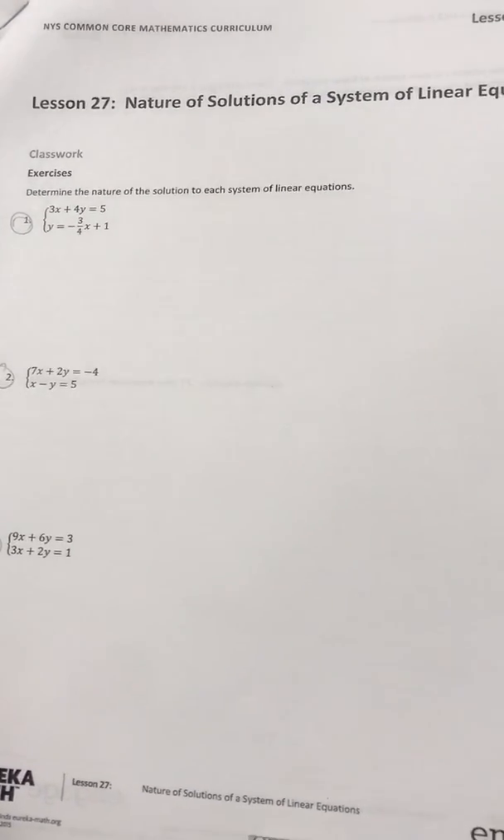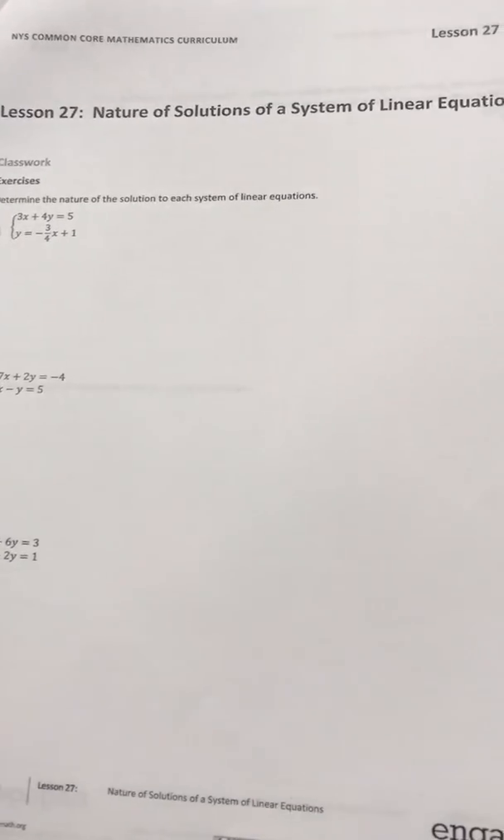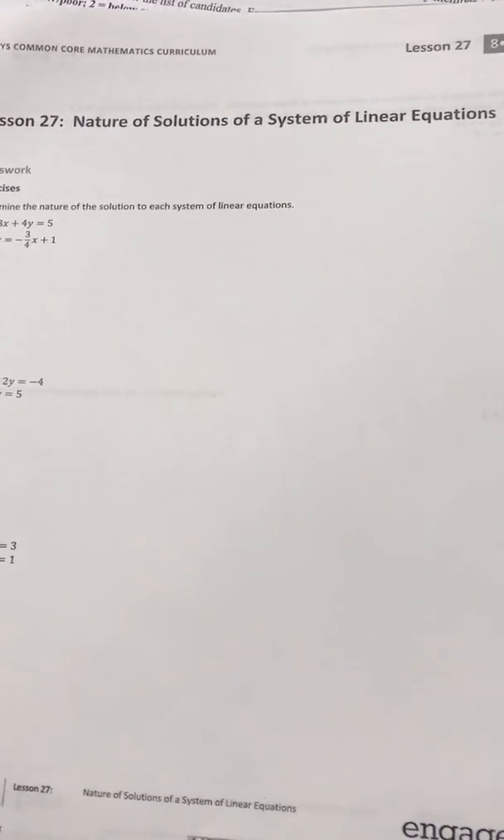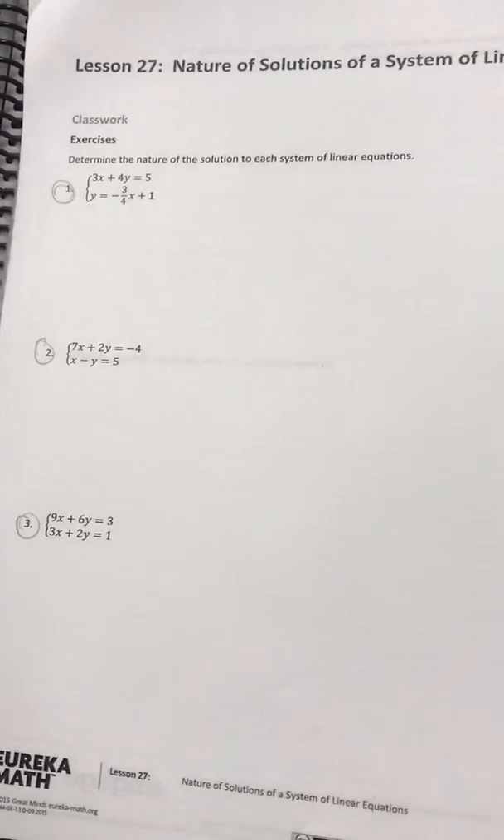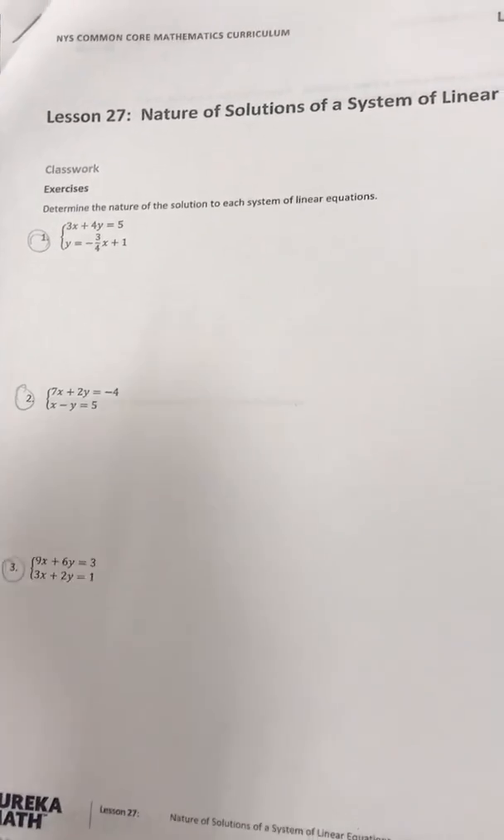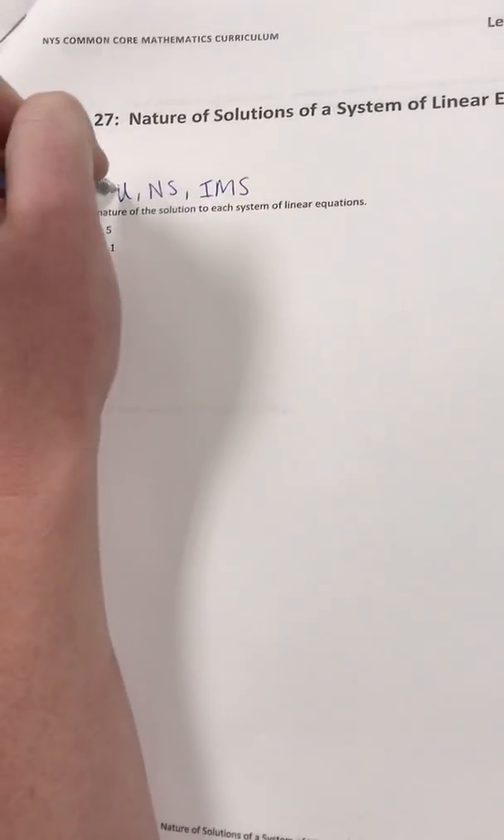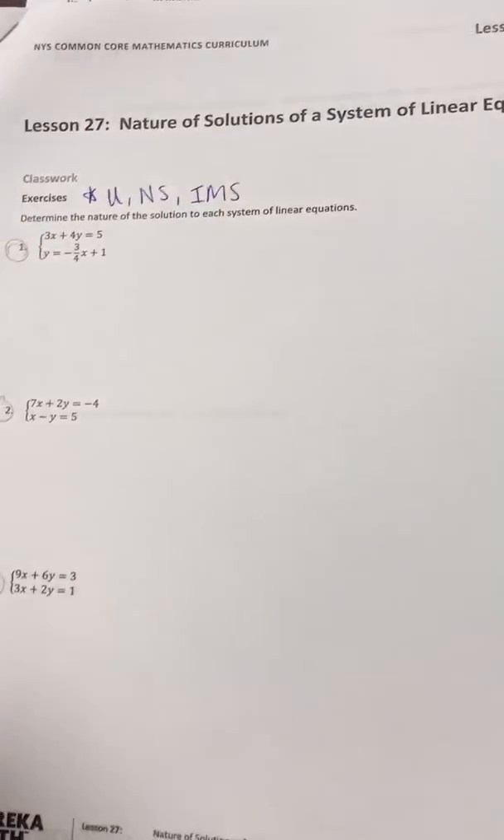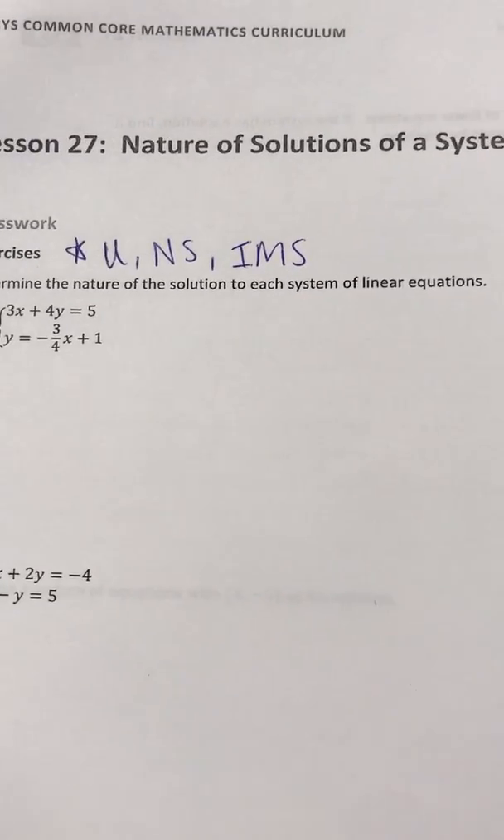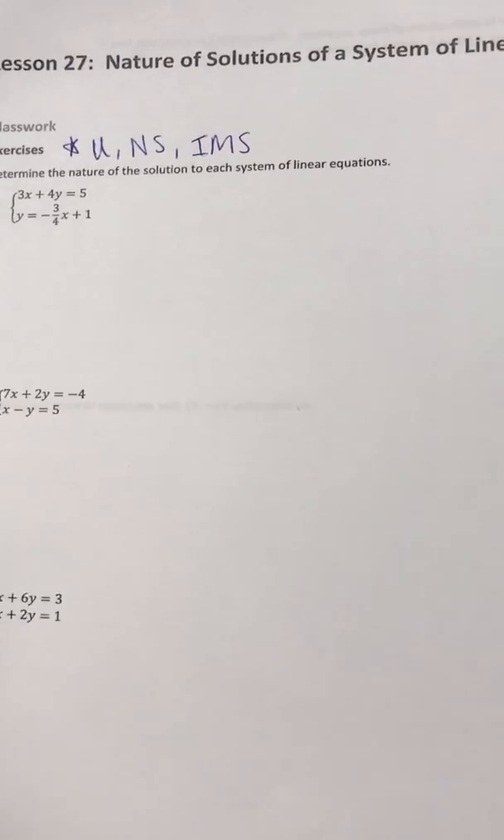So for today's lesson, we're going to talk about the nature of solutions of a system of linear equations. So basically, the point here is to determine if our solution is unique, no solution, or infinitely many solutions. Okay, so each of our answers will either be unique, no solution, or infinitely many solutions.